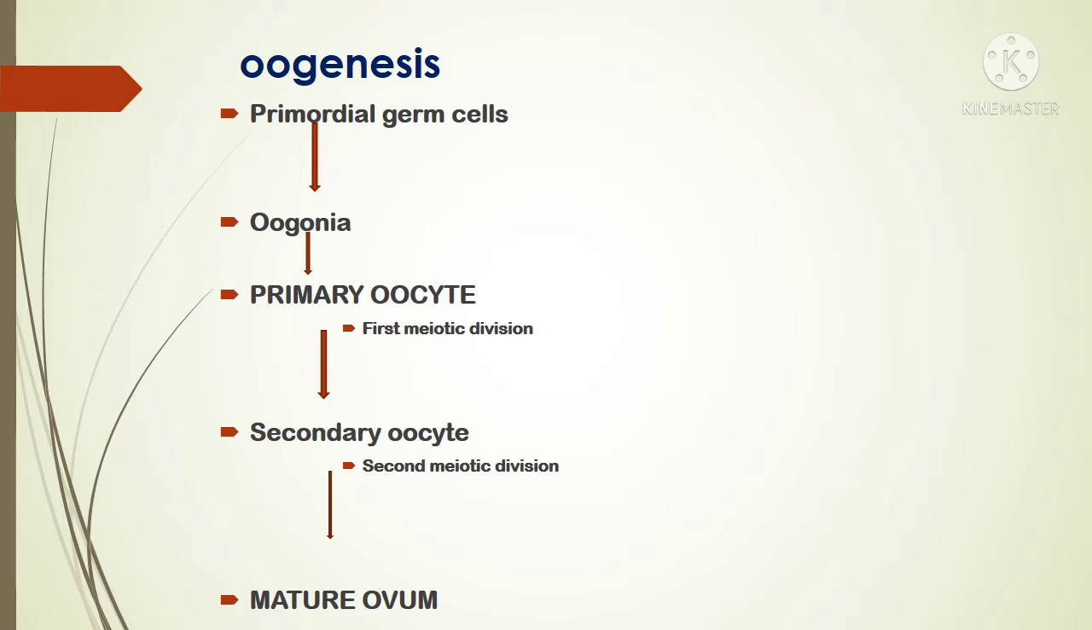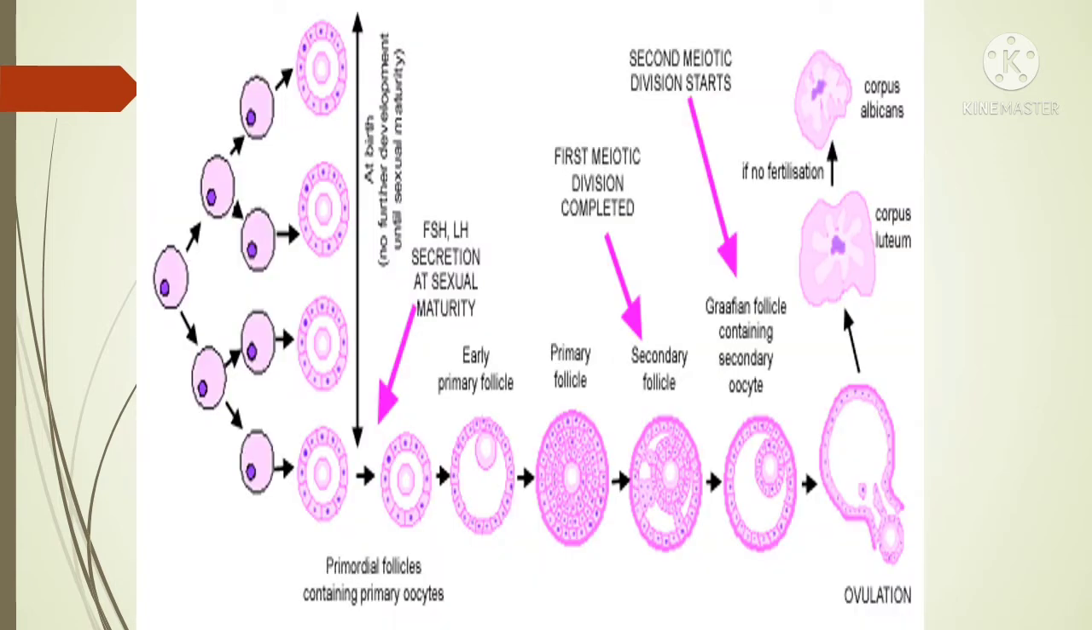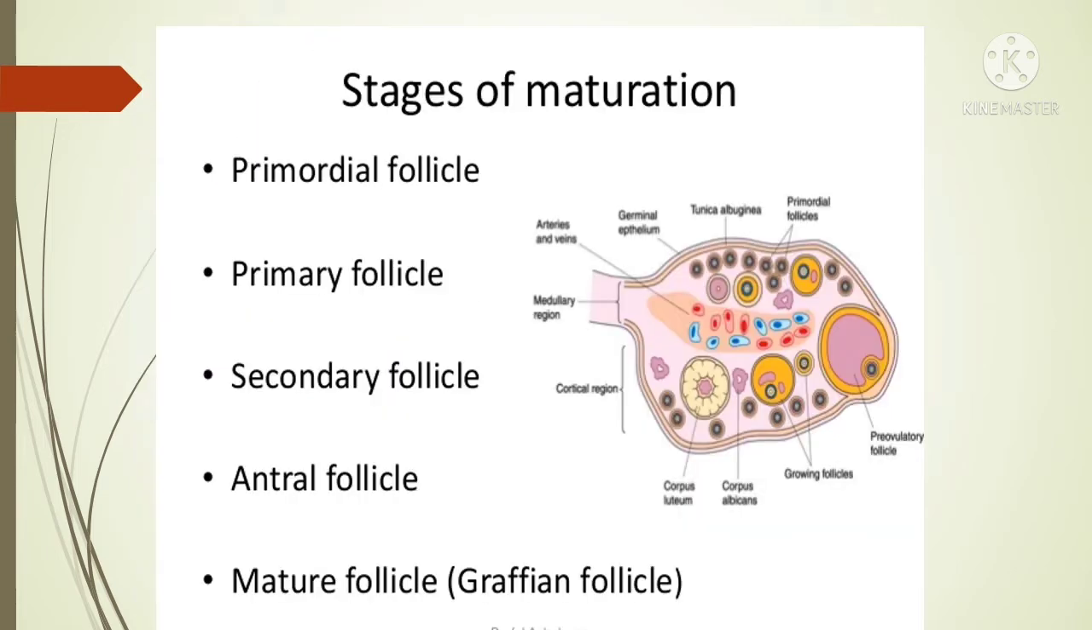Coming to the oogenesis process, it starts from the primordial germ cells. They undergo mitotic division and form the oogonia. The oogonia undergo further mitotic division and form a primary oocyte. The primary oocyte undergoes the first meiotic division and forms a secondary oocyte with a polar body. The secondary oocyte undergoes the second meiotic division and forms a mature ovum and polar bodies.